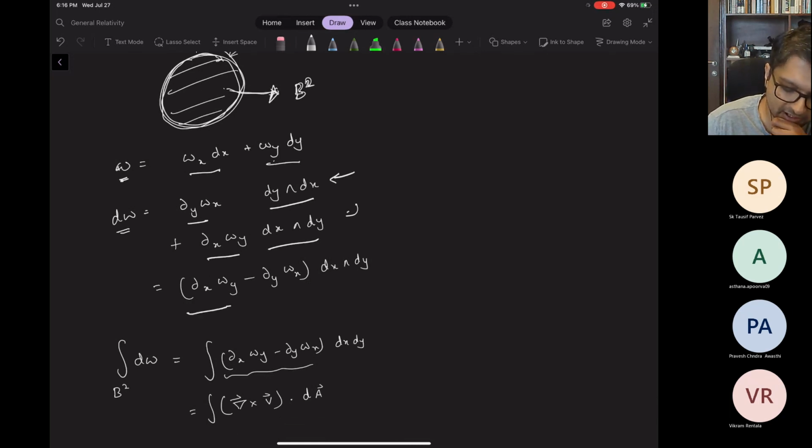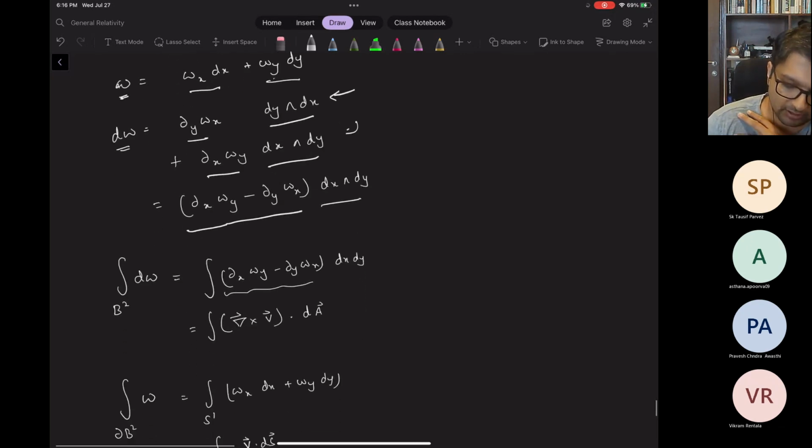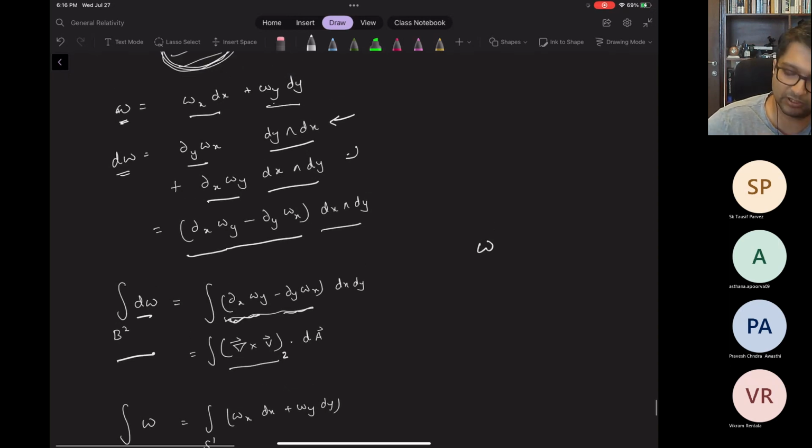I can write it as partial x omega y minus partial y omega x dx wedge dy. So now my integration over the ball is equal to the integration of d omega, which is partial x omega y minus partial y omega x dx dy. But this is exactly what you think of as the curl of a vector field dot dA, where this is like the z component, and the area element is dx wedge dy with some particular orientation.